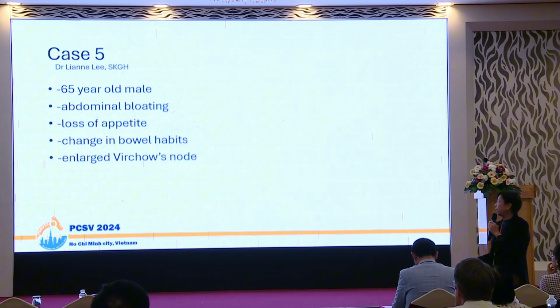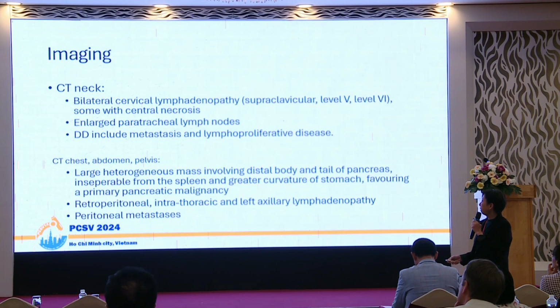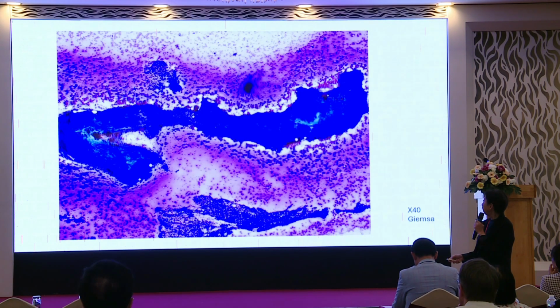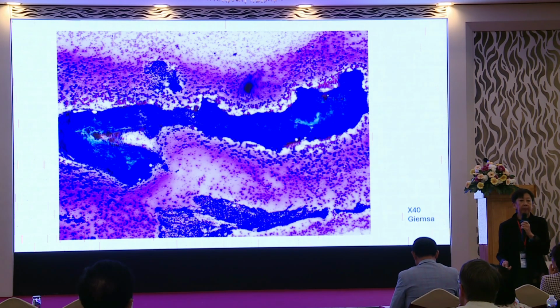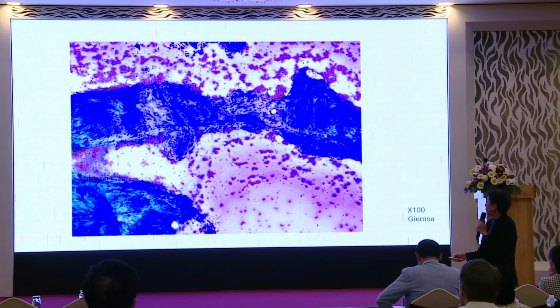My fifth case is contributed by my colleague Liang, a 65-year-old male with bloating. So he had, I think, quite a few enlarged lymph nodes, a large mass. So this is one example whereby there's a lot of contamination and there's a lot of handling afterward. But Liang was really good. I don't know how she did it.